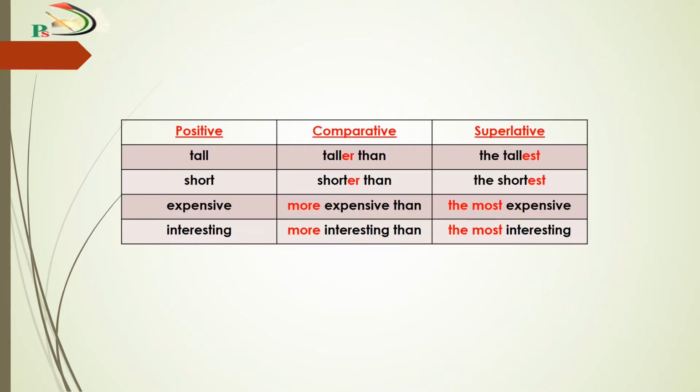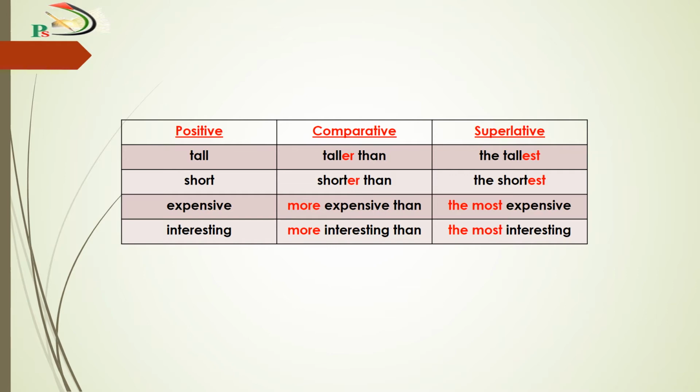Comparison of adjectives are used to compare differences between people or objects. We have two kinds of comparison. The first one is comparative and the second one is superlative. Now we use comparative adjectives to compare differences between two persons or two objects. So we say Mike is taller than Peter.